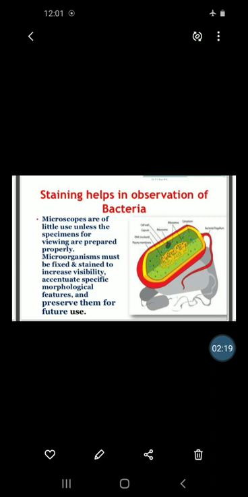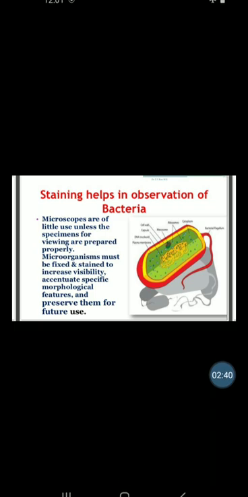Second, staining techniques help in observation of bacteria. For example, the microscope is of little use unless the specimens for viewing are prepared properly. Then microorganisms must be fixed and stained to increase their visibility. Yes, second thing, microorganisms must be stained or fixed in order to increase visibility.